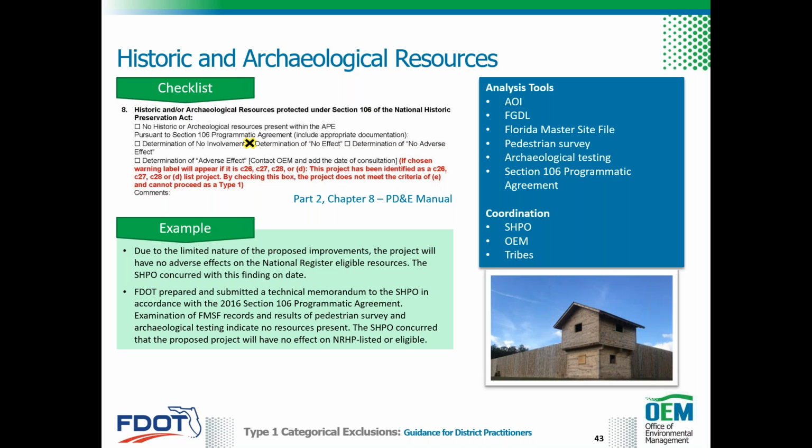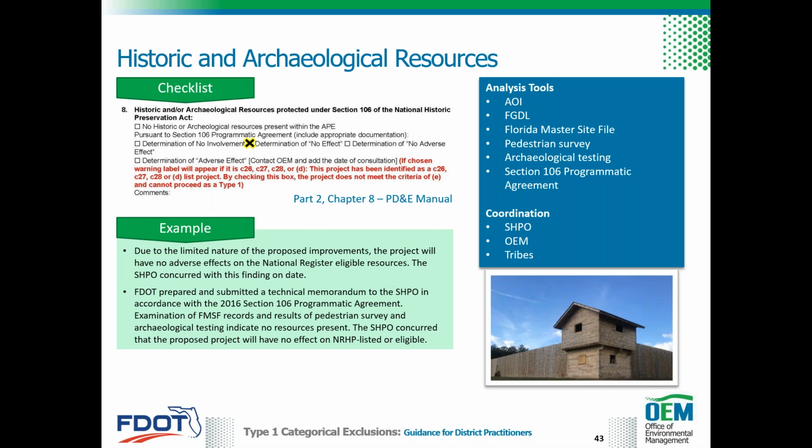The first group includes 6 project activity types that can be designated as no effect on historic properties, provided that they meet certain criteria, including being a standalone project and not being located on tribal land or on or adjacent to historic or archaeological resources, being 50 years or older or listed on the National Register of Historic Places. Examples include things like the installation of signs, replacement of lighting, and restoring existing pavement or bridges. Please consult Part 2, Chapter 8 of the PD&E manual for a full list of these.